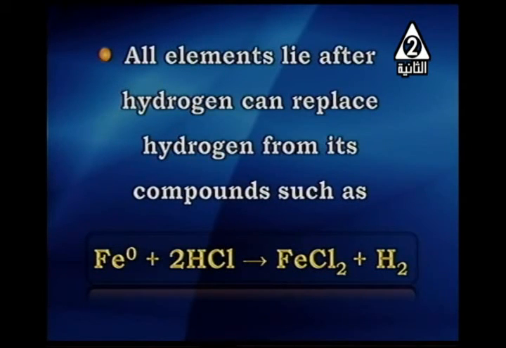So the first part is before hydrogen, and here, after hydrogen, elements can replace hydrogen from its compounds, such as Fe plus 2 HCl giving us FeCl2, iron chloride 2, plus hydrogen that evolved from this reaction. Why? Because this iron is more active than hydrogen, but at the same time it's less active than sodium and zinc and so on.